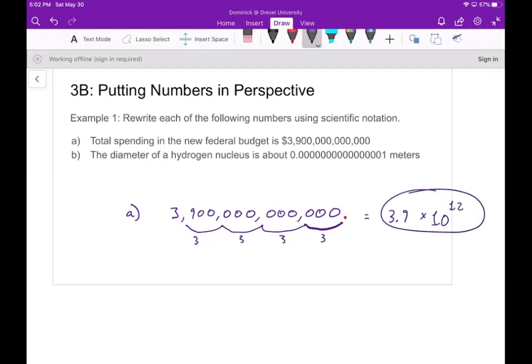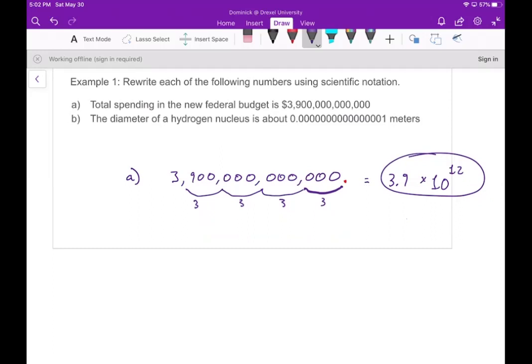And of course, we're making the number bigger. If I want to go from 3.9 to 3 trillion, I need to make it bigger, so we use the positive power. Now in part B, we have the diameter of a hydrogen nucleus, right?